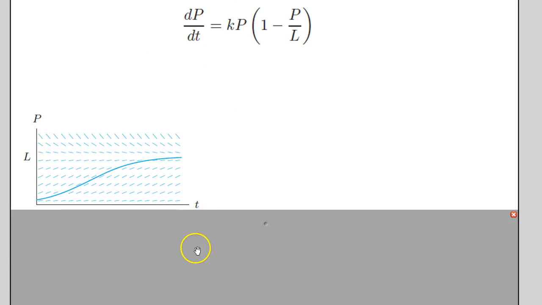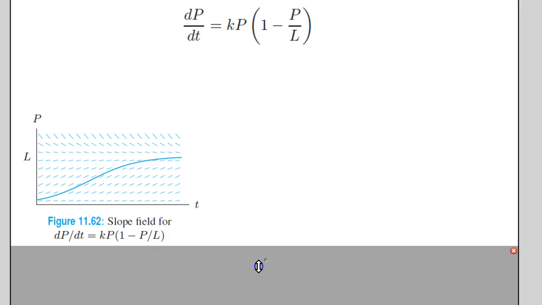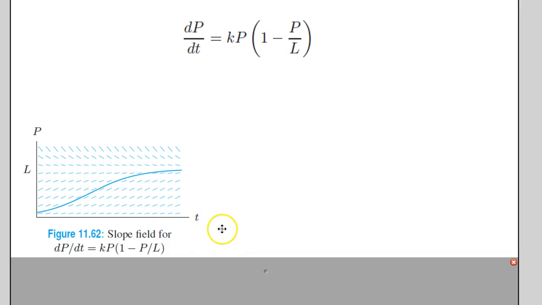So over here we have a slope field for dp dt, and we have an example of a solution. But I want to focus right now on our actual differential equation.